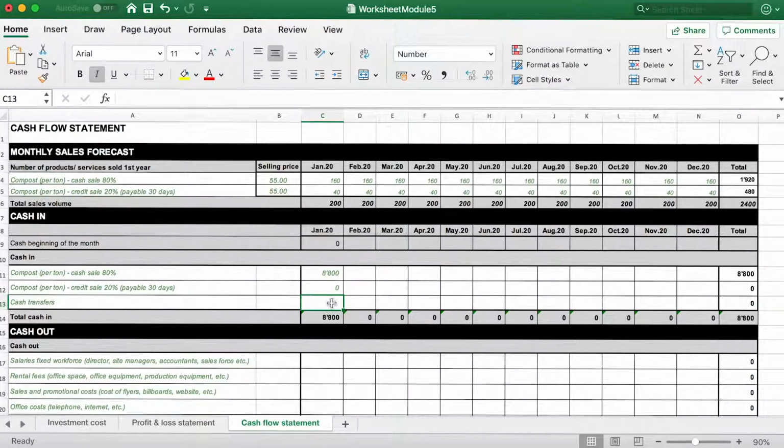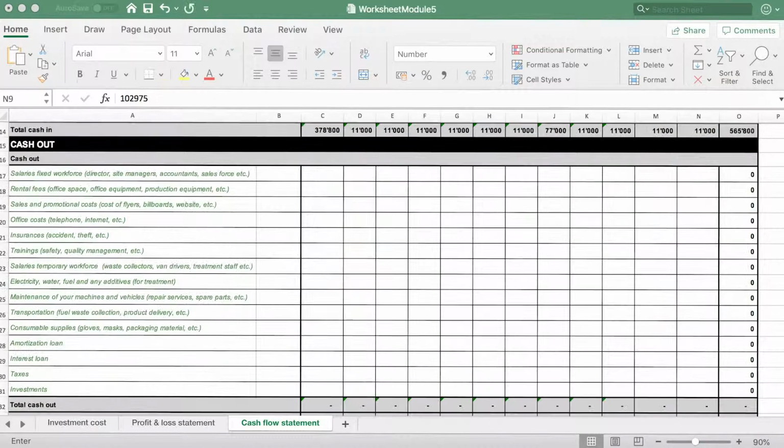Finally, cash transfer such as investments, bank loans, or any other cash being paid to your business account by financing partners, you can put in the line cash transfers. Let's skip those cash transfers for now and go directly to cash out.